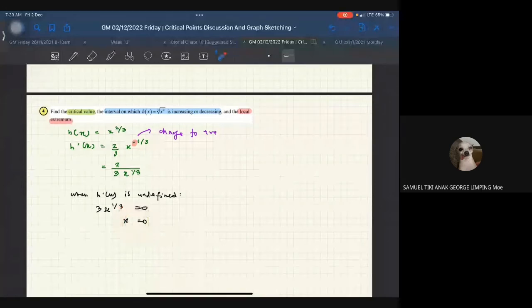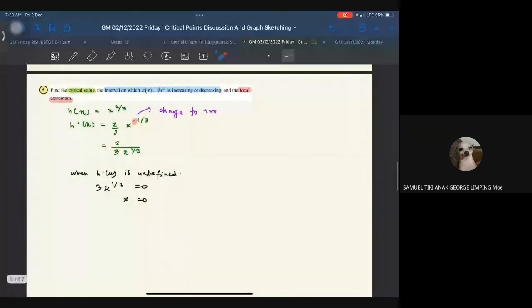Okay, so nak kena cari nilai y. So just substitute this value of x into your function. So when x is equals to 0, you have h(0) equals to 0 as well. Settle. Okay, so ini adalah awak punya critical value yang ni. Settle. So yang pertama dah settle lah, saya highlightkan dia warna hijau.